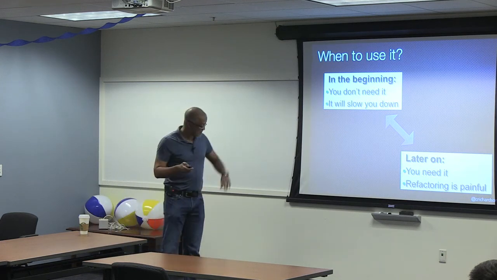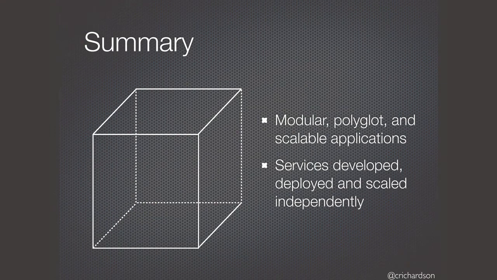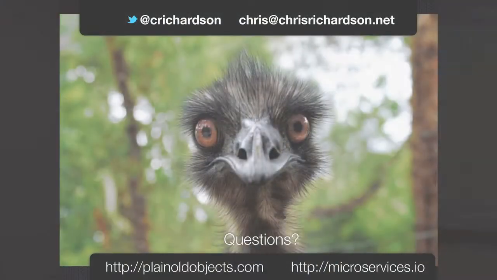Anyway, I think this is pretty much all I had to say. So in summary, when it makes sense, functionally decompose your application. Use the scale cube to guide you there. So you end up with an architecture that's comprised of services that can be developed, deployed, and scaled independently of one another. So anyway, that's my part of the talk.